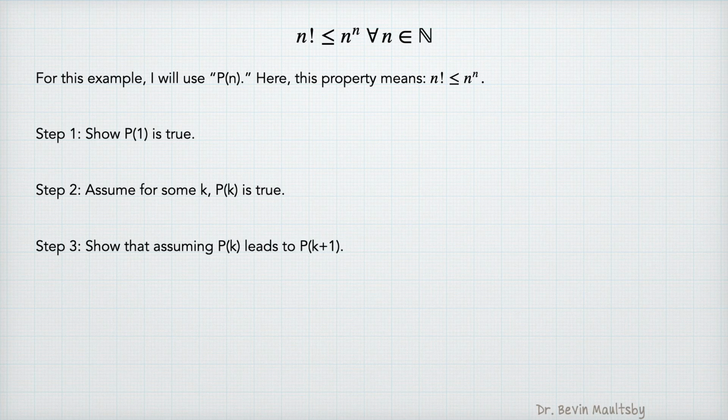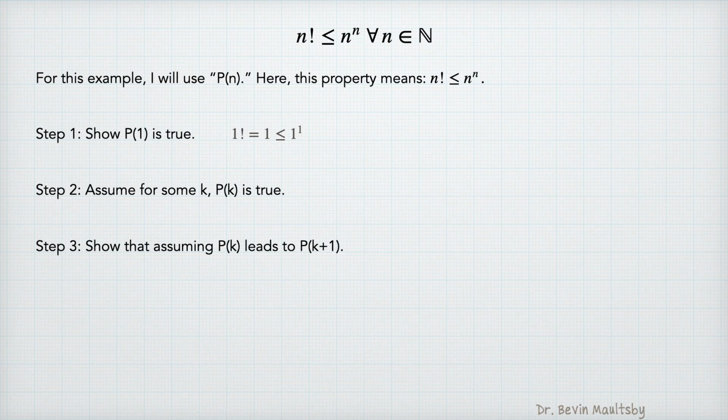Okay, so our property this time is an inequality. P of n will represent n factorial is less than or equal to n to the n, and we want to prove that that statement is true for all positive integers n. It's the exact same 3-step process. Our first step is to plug in n equals 1. 1 factorial is 1, which is actually equal to 1 to the 1. But if it's equal, then it's also less than or equal to, so that's what I'll write down.